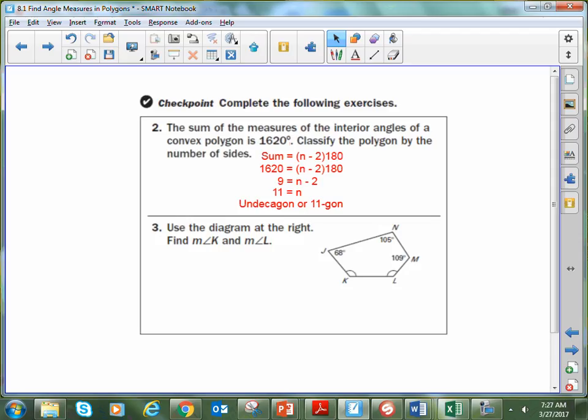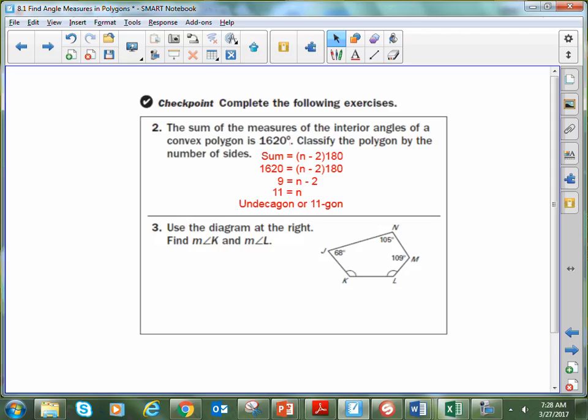Out of the first 12, because there isn't a one-sided or a two-sided polygon, but from a triangle up through a dodecagon, a 12-sided figure, I would expect you to have those terms memorized, except for maybe this one. This one's kind of a weird one.